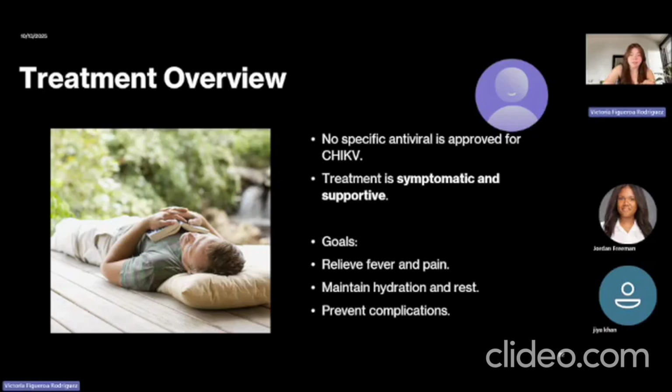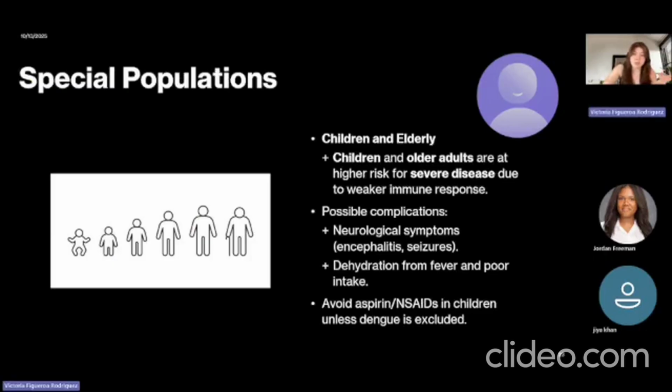We'll see in the next few slides that special populations might have some complications that we want to keep an eye on constantly. Special populations, we're talking, like usual, children, elderly, and pregnancy. So I'd like to start with the children and the elderly population, since the immune system for children is not fully developed, and for the elderly it is usually more compromised. They're going to be at a higher risk for severe disease. And when we say severe, their symptoms are going to be worse. The joint pain will be much worse.